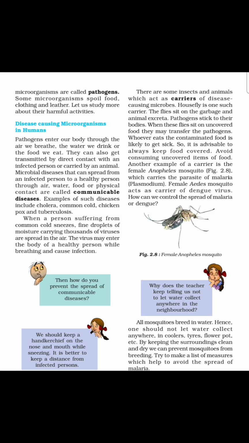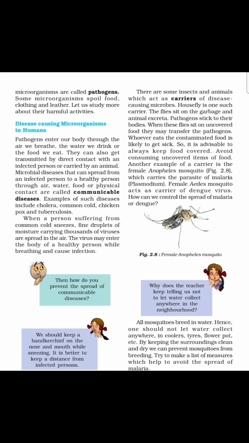Imagine a housefly. It sits on garbage, animal waste, or contaminated surfaces, picking up thousands of microbes on its legs and body. Then it flies and lands on your uncovered food. It just transferred those disease-causing microbes directly to your plate. This is why it's so important to keep our food covered at all times.